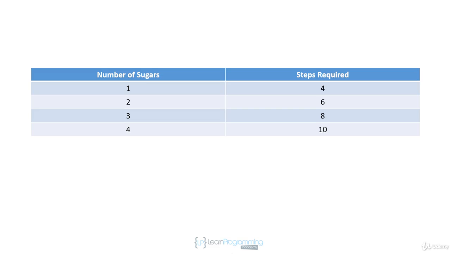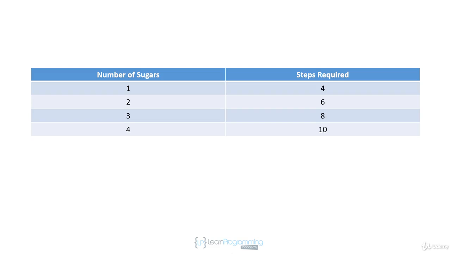And if you want 4 sugars in your tea, I'm sure most of us would have bailed by now, but I do have a friend that I say takes tea with her sugar rather than the other way around, so she might actually make it down to row 4. If you want 4 sugars in your tea, then you're going to have to repeat steps 3 and 4 4 times. And so you're going to take 10 steps to put sugar in your tea.